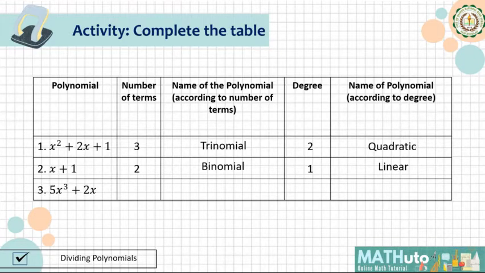And number 3, 5x cubed plus 2x. Also, there are two terms. We have 5x cubed and 2x. And this polynomial is a binomial. For the degree, the highest exponent is 3. Therefore, the name of the polynomial according to degree is a cubic polynomial.